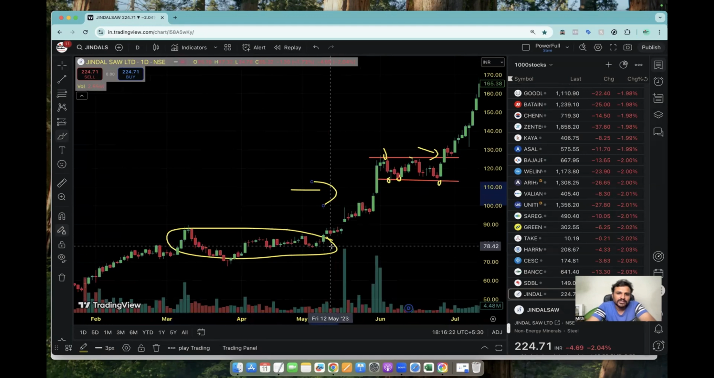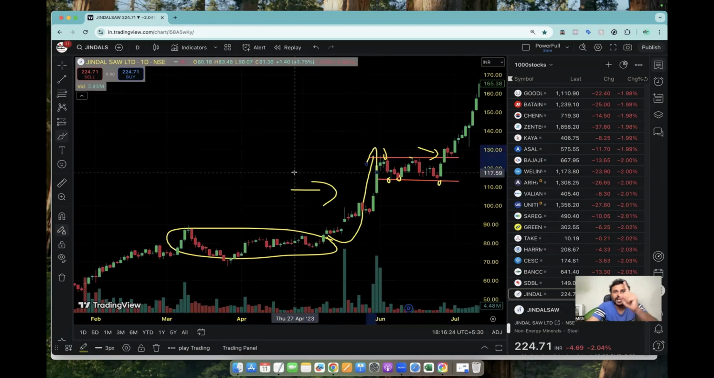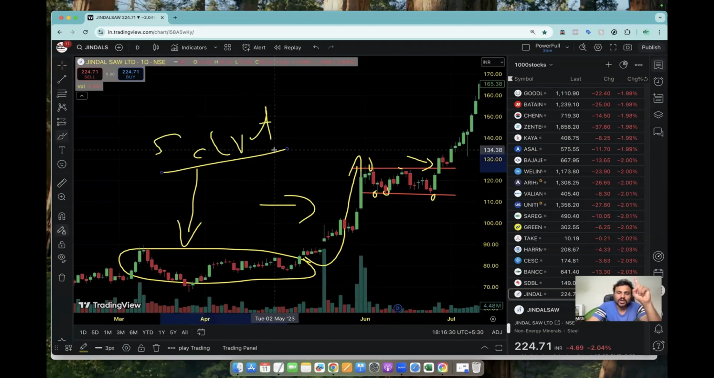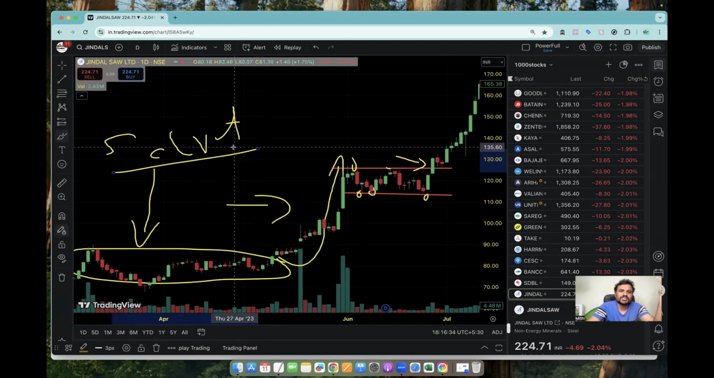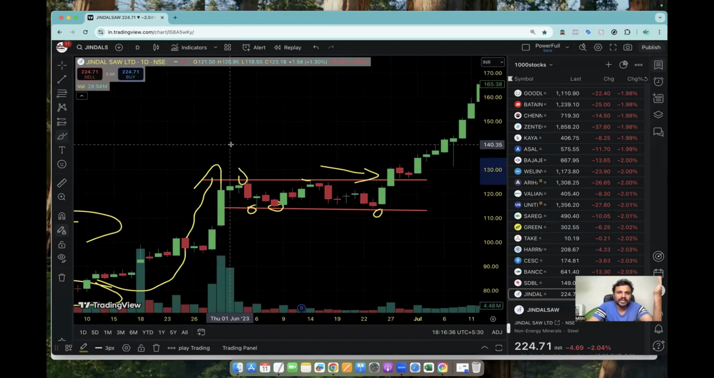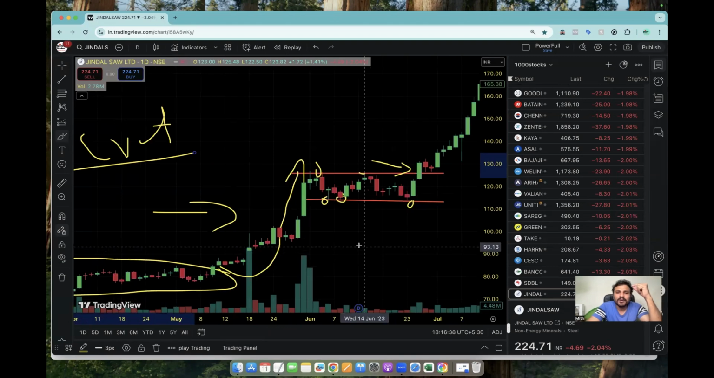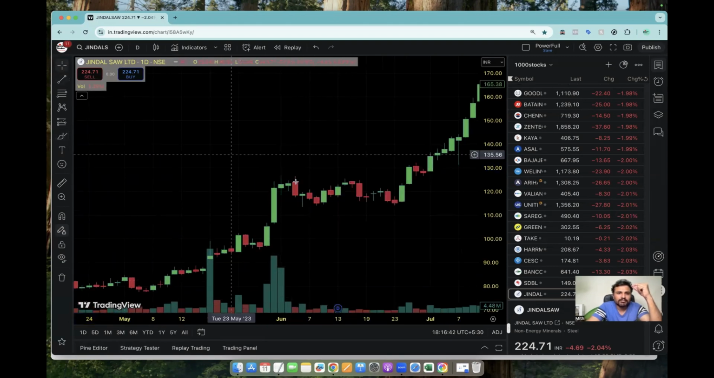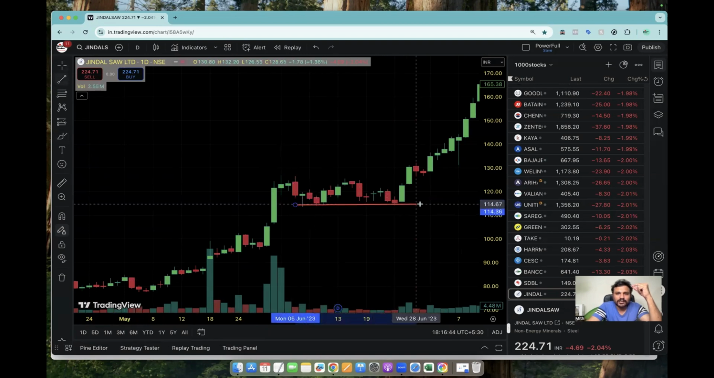Out of that consolidation, there should be a momentum. I already told you, remember, this is a secret. If you want to catch the bigger momentum in a stock in swing trading, in the National Stock Exchange or BSE, whichever exchange you're trading in, look at this, man. Look at this. For example, look at this.